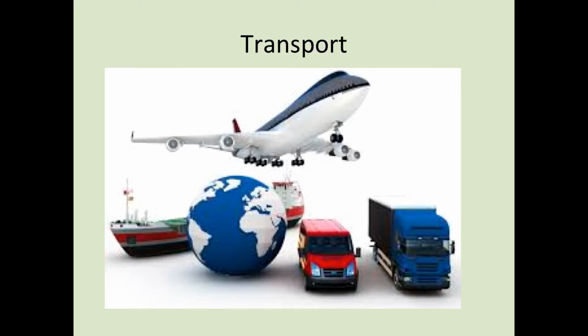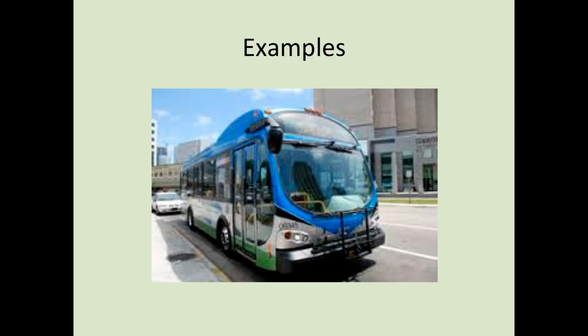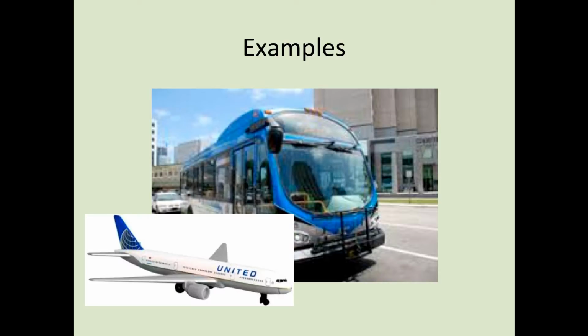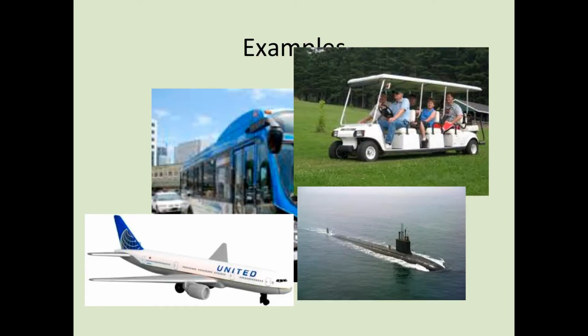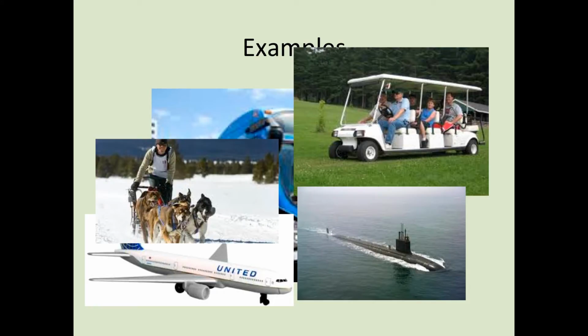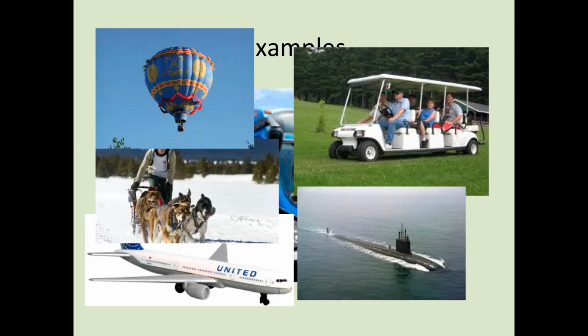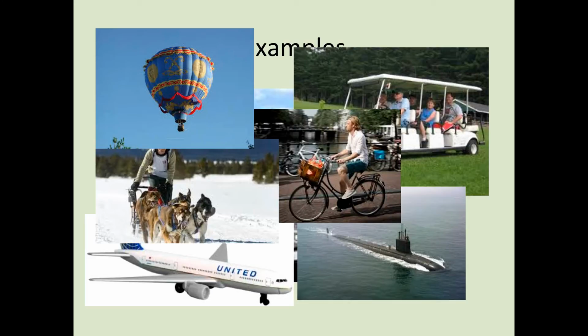Once we've done that, we start with our examples. So for instance, we might show them a bus and say, is this an example of something that could transport? Yes. The students would answer yes. We show them the airplane. Is this an example of something that could transport? Yes. Is this golf cart an example of something that could transport? Yes. Is this submarine something that could transport? Yes. Is this dog sled something that could transport? Yes. Does this hot air balloon allow us to transport? Yes. Can we transport things using a bicycle? Yes.